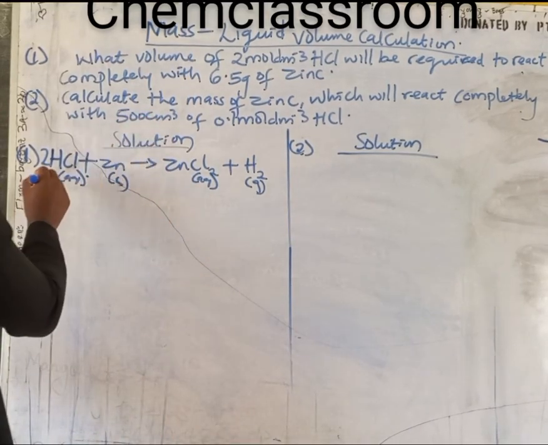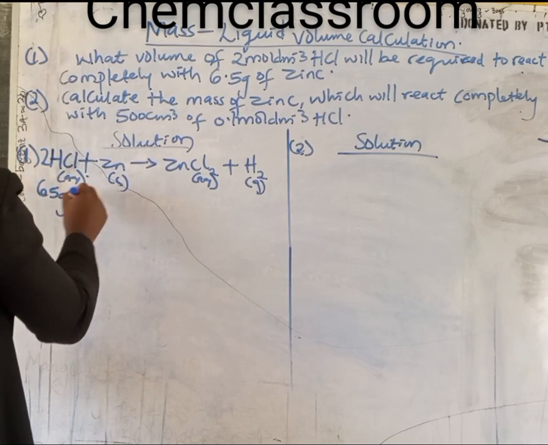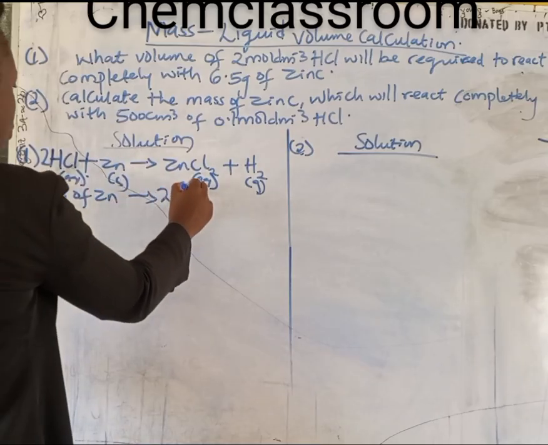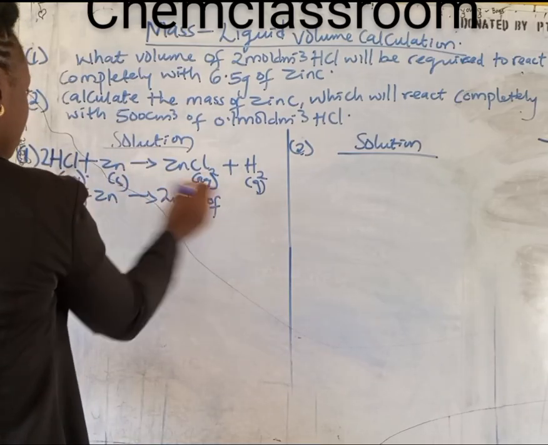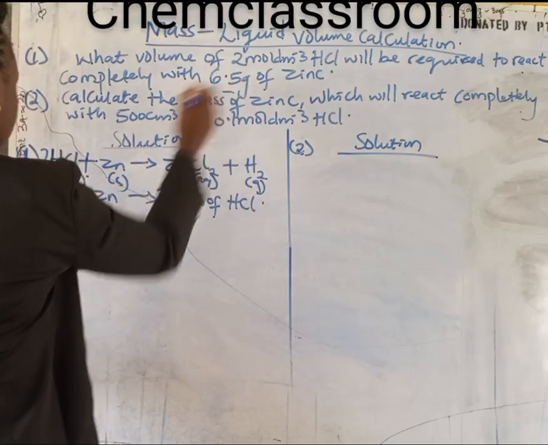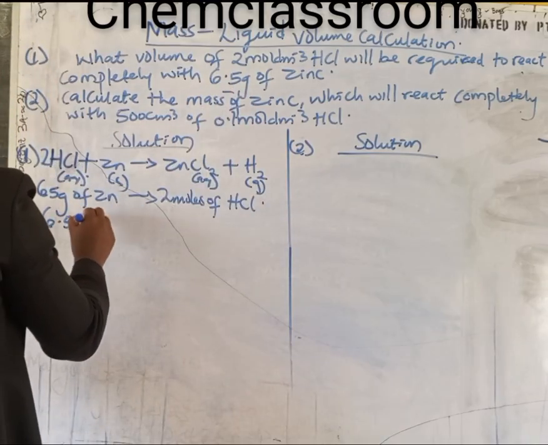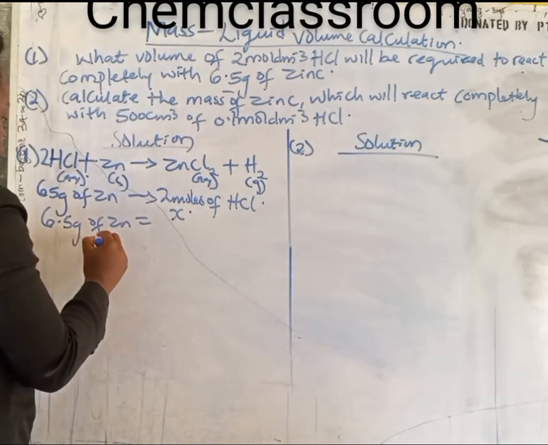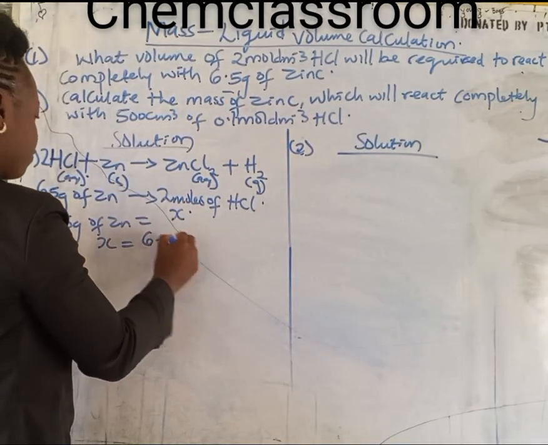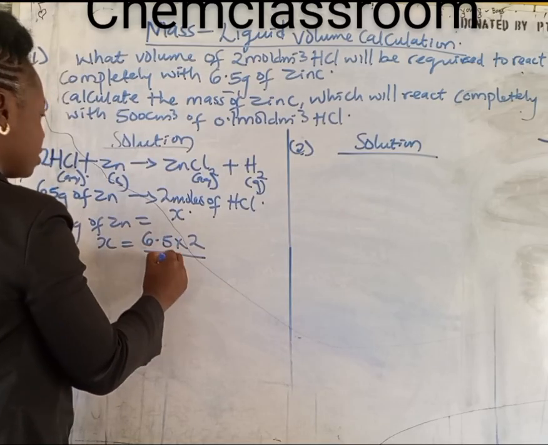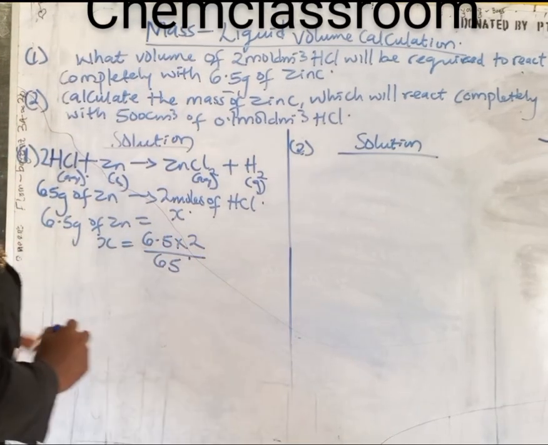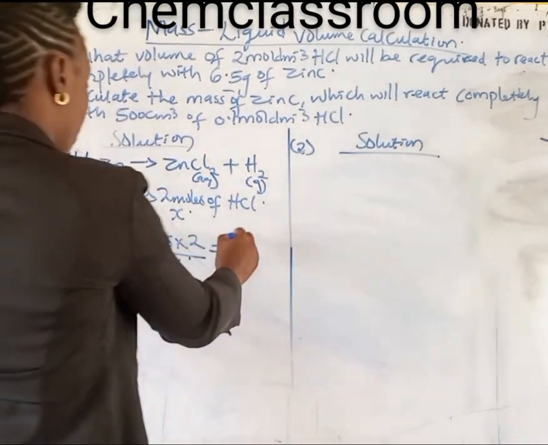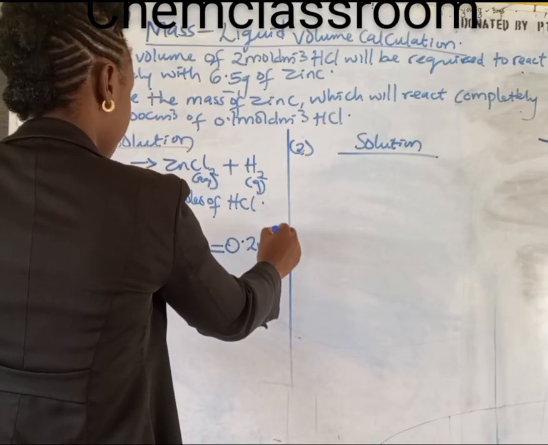So from the reaction, 65 grams of zinc reacted with 2 moles of HCl. Now we're given 6.5 grams of zinc, which will react with X. So we are going to cross multiply. X equals 6.5 times 2 divided by 65. In all, I'm expected to have 0.2 mole.